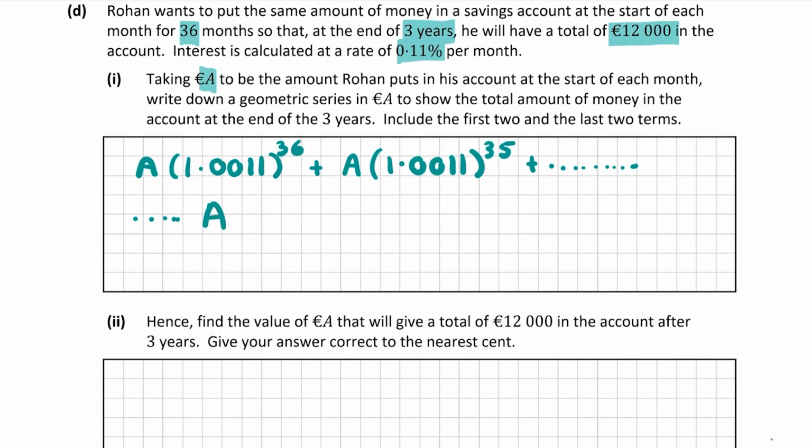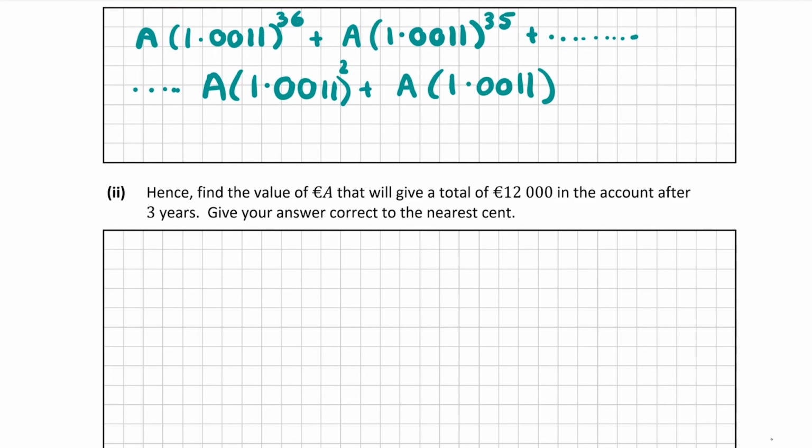So on the second last month, you invest A, and then that's multiplied by 1.0011 for 2 months. And then finally A by 1.0011, and that's just for 1 month. So to the power of 1, you don't have to put down the power. So that's all you have to do for this question. And then the following question kind of follows on from it. It says, hence, find the value of A that will give a total of 12,000 in the account after 3 years. To give your answer correct to the nearest cent.